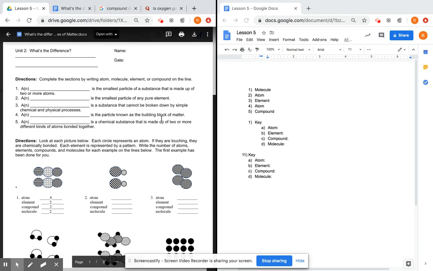4, the particle known as the building block of matter is going to be an atom. All matter is made of atoms. And then 5, a chemical substance that is made up of 2 or more different kinds of atoms bonded together. That's going to be a compound. And I want us to be thinking about this definition specifically because 2 or more different kinds of atoms bonded together, think about that as a type, and they have to be different types of atoms. It can't be 2 of the same atoms bonded together. So let's go through number 1 and number 11 as examples.